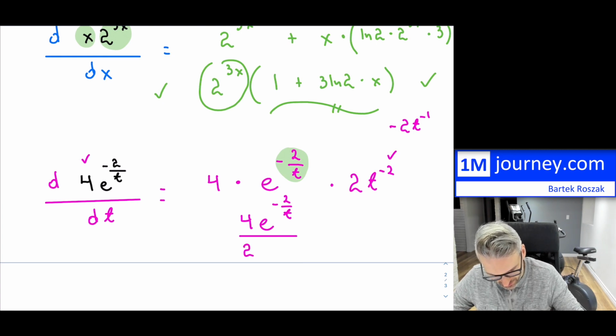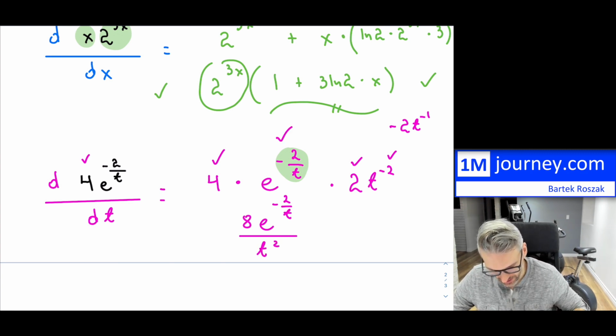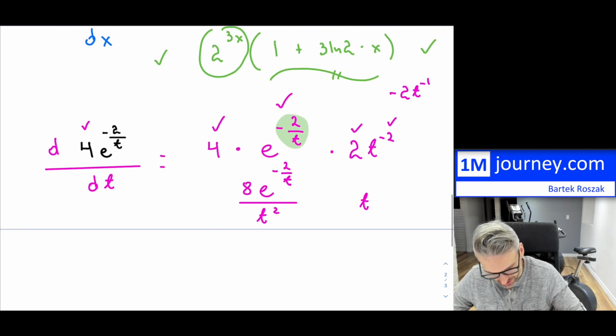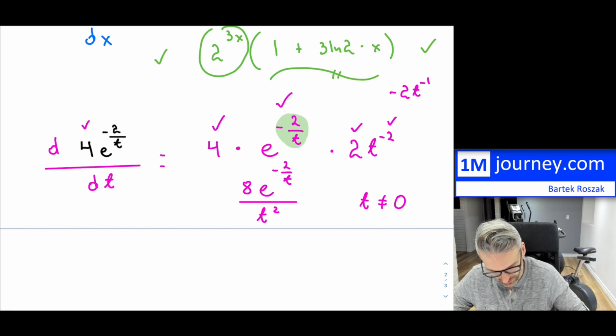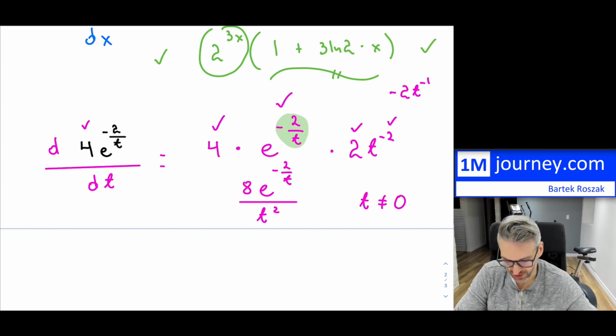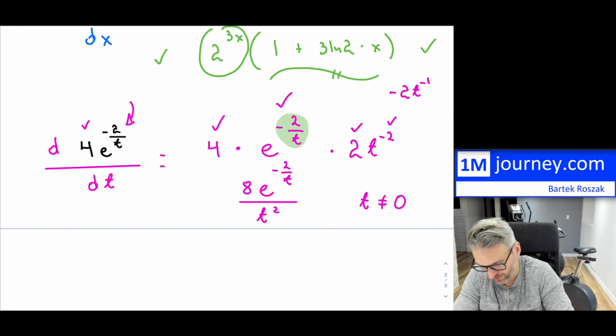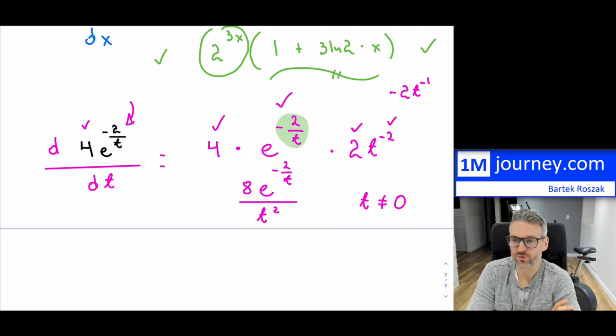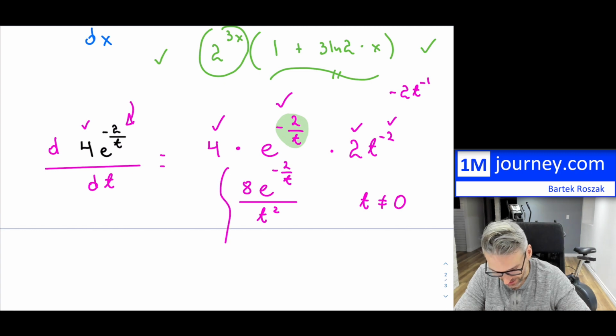Sorry, the 2 will multiply the 4. So this is actually going to be 4 times 2, which is going to be 8. And then the t squared goes at the bottom. Notice t cannot be equal to 0, because we would run into a problem in the denominator. We would have the same problem over here, because negative 2 over t can't be 0 either, because we're going to get undefined there. So that is now your second derivative.